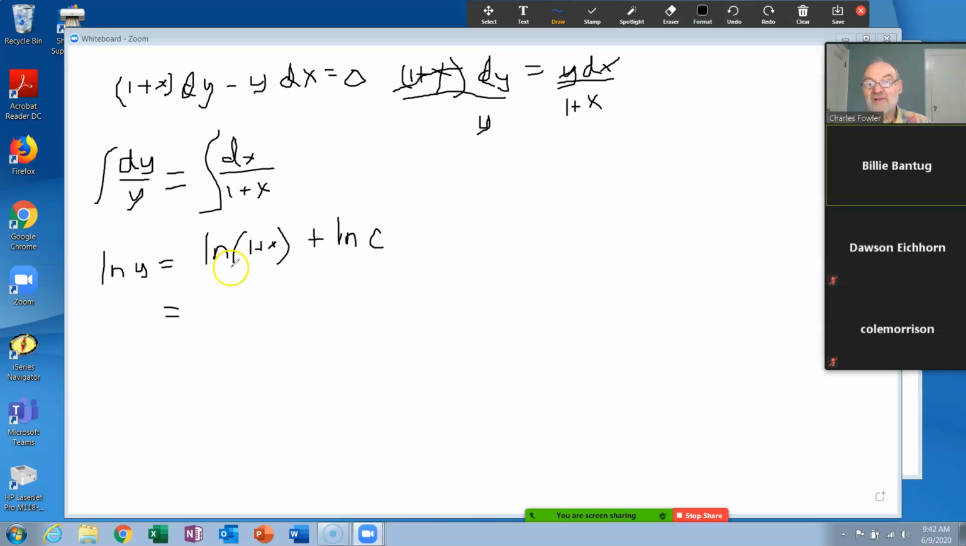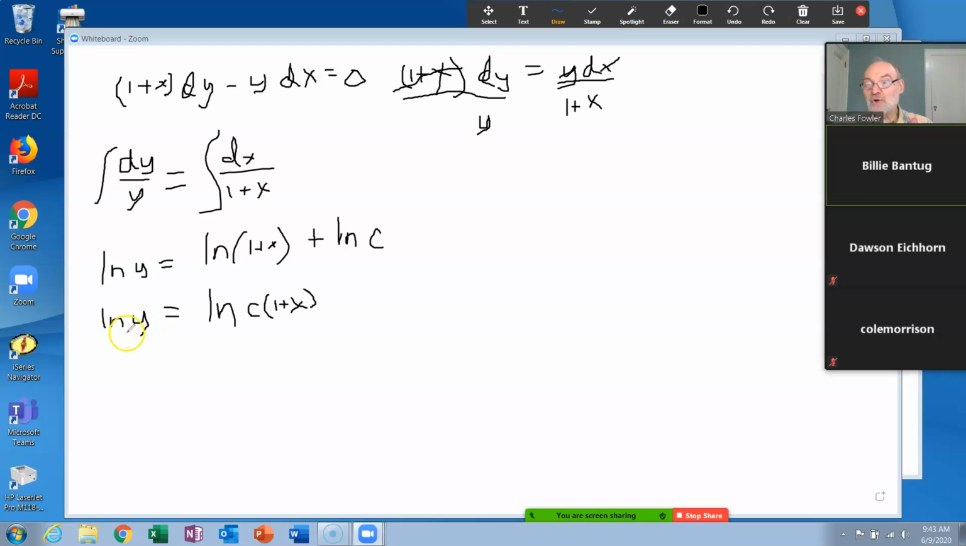If you have the sum of two logs, anyone remember what that is? Isn't that the log of the product? Anyone remember that rule? Yes, it is. That's it exactly. And this is equal to log y, right? Now, I'm cheating because I knew this. You run into this a lot, and as you run into it, you learn to do this.